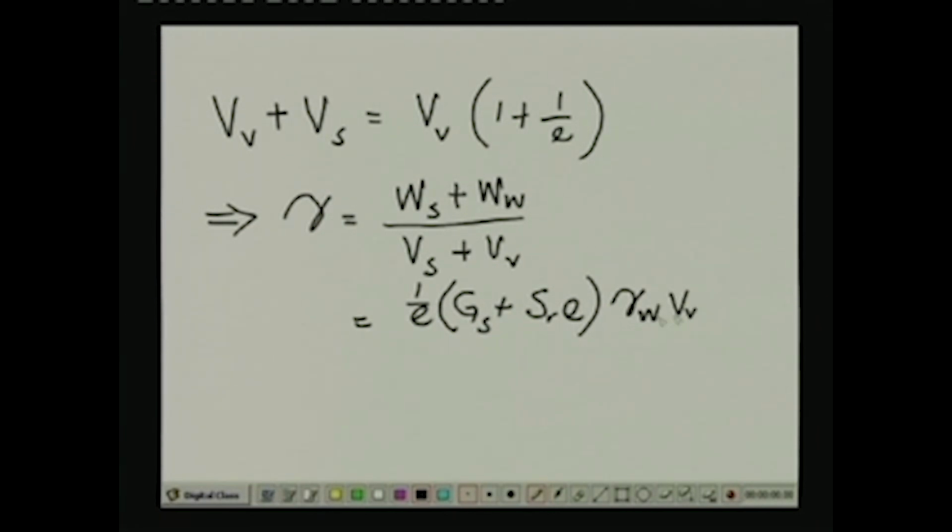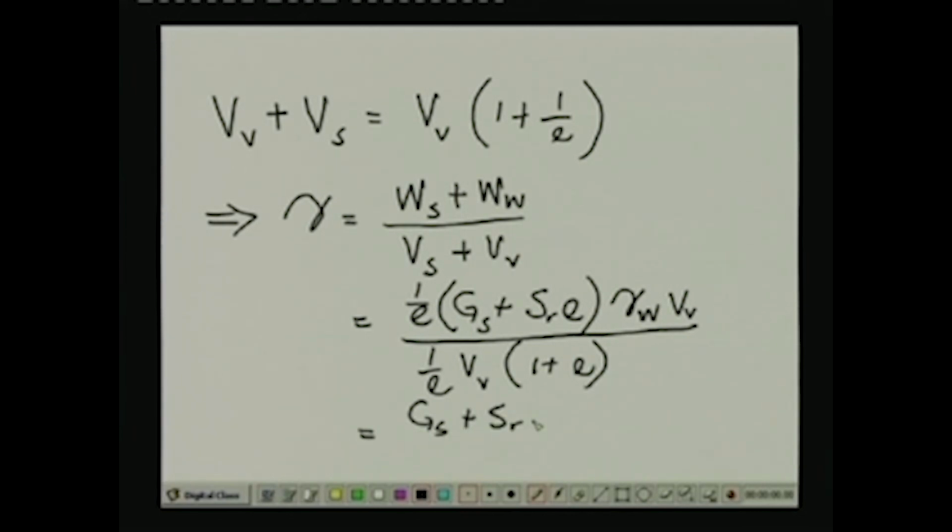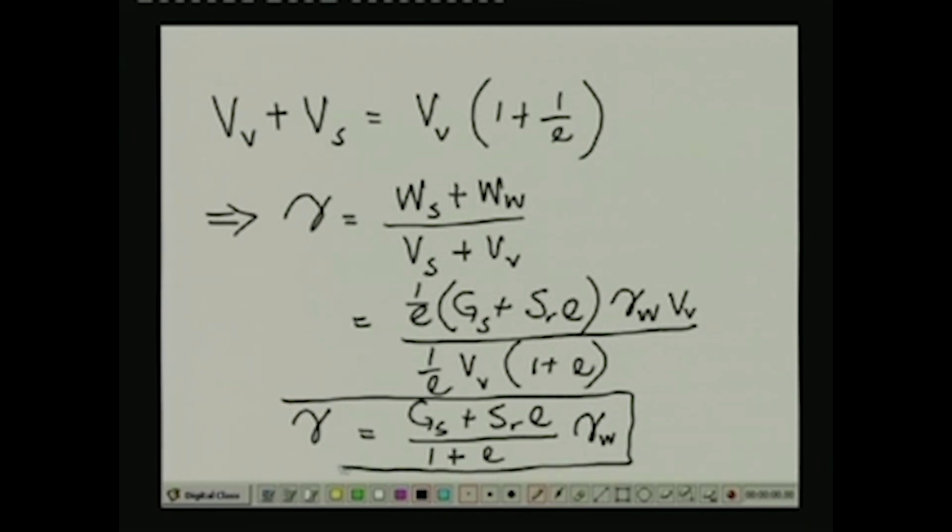Like this, divided by 1 by e multiplied by V_V multiplied by 1 plus e. That is going to be equal to G_s plus saturation ratio multiplied by the void ratio, divided by 1 plus void ratio, times gamma W. So, this is your final result: the bulk unit weight is given by G_s plus S_r e, divided by 1 plus e, multiplied by gamma W.